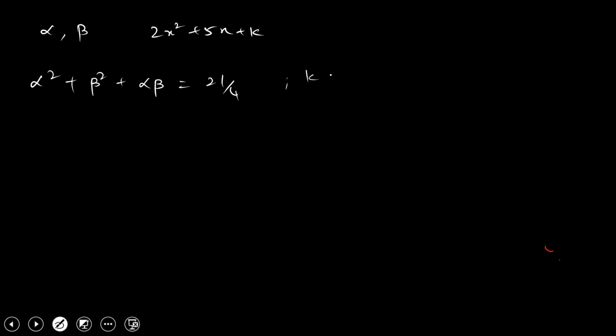Okay. Good. So there is another interesting problem. Alpha and beta are the zeros of the polynomial 2x square plus 5x plus k such that alpha square plus beta square plus alpha beta is 21 by 4. Find the value of k. Let's see how many of you are able to solve this.